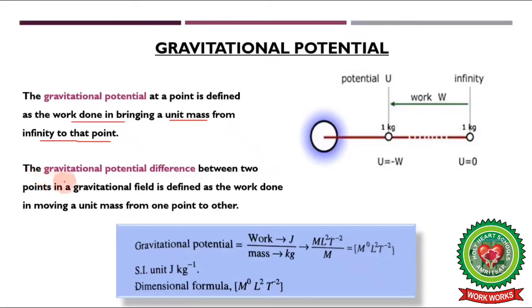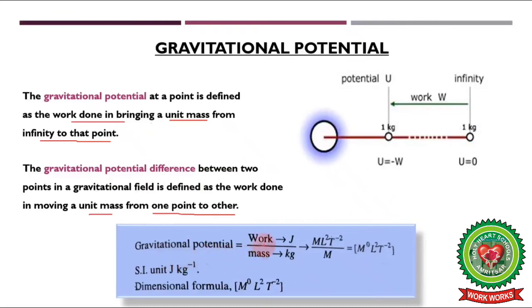Okay, the next definition is gravitational potential difference. Gravitational potential difference between two points in a gravitational field is defined as the work done in moving unit mass from one point to the other. Same definition, but here you have to replace "from infinity to that point" with "from one point to another". So this is the gravitational potential difference, and this is gravitational potential.